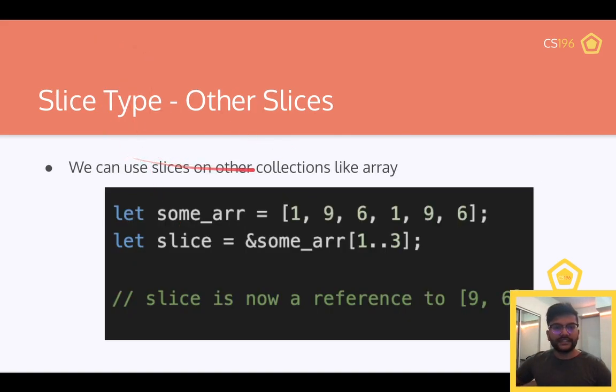So here's some other slices. We can use slices on other collections like arrays. So let's say we have this array with the numbers 1, 9, 6. If we take a reference to some array and slice it from 1 to 3, we'll start here at the first element and go up to the third element but not including it. So we'll just get 9 and 6, like so. And again, this is very similar to Python. You've seen this before, so it shouldn't be too surprising.